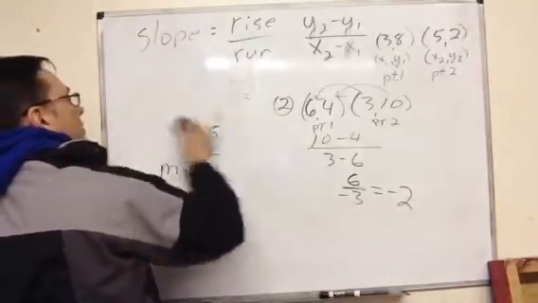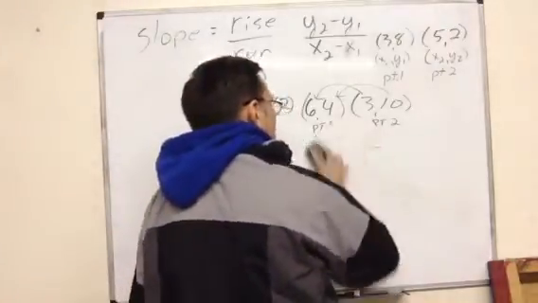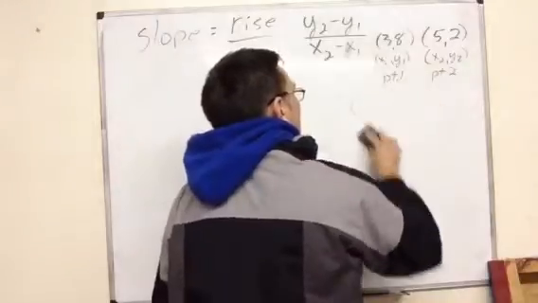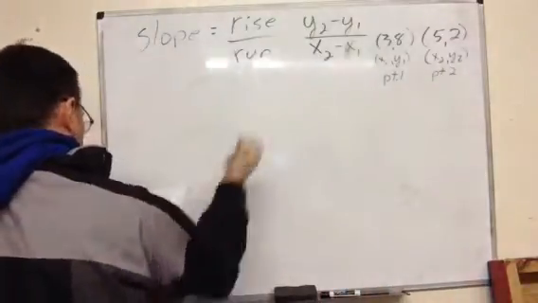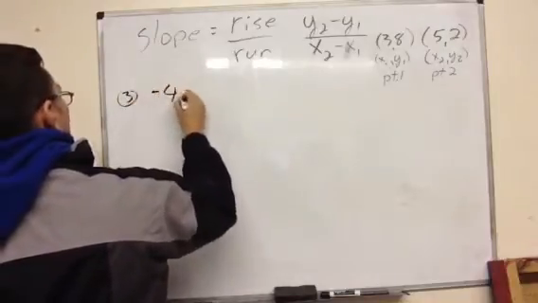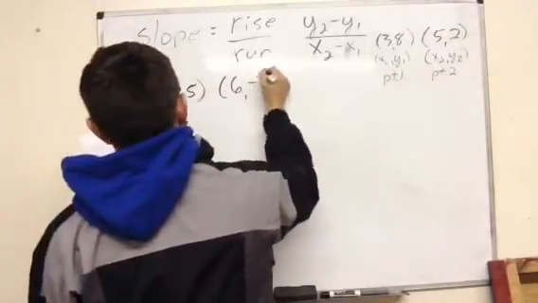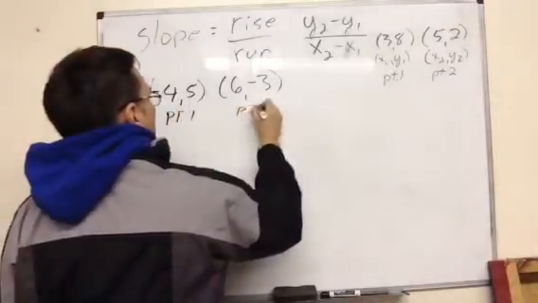Now please pay attention to this number 3. So we're looking at some negative numbers. These negatives, like they have in the past, they can mess with you if you let them. So number 3 was negative 4, comma 5 and 6, comma negative 3. Point 1, point 2.